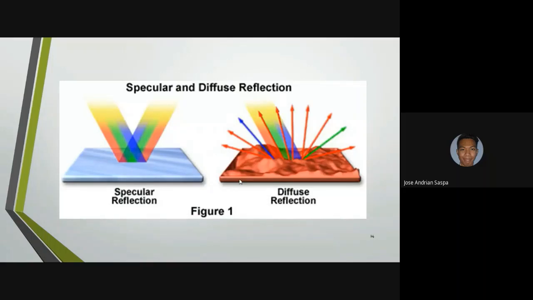When we say specular, when the light strikes the surface of a sample, it bounces back in a single direction. While diffuse reflection is when light strikes the surface of the sample and the reflected light goes in different directions. So that is the difference between specular reflection and diffuse reflection.